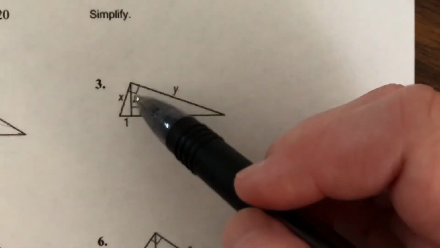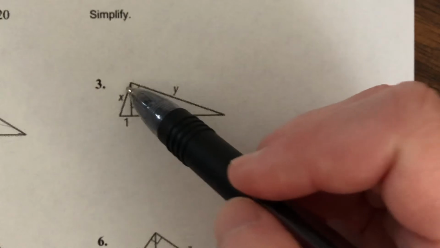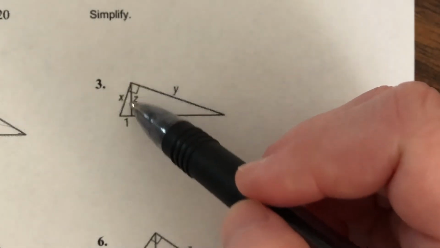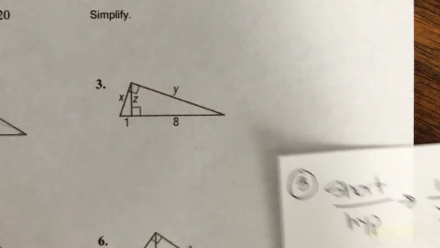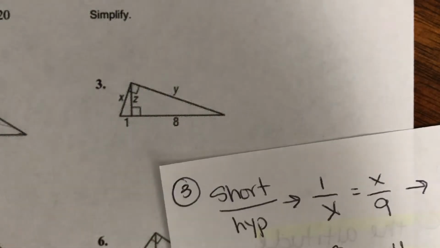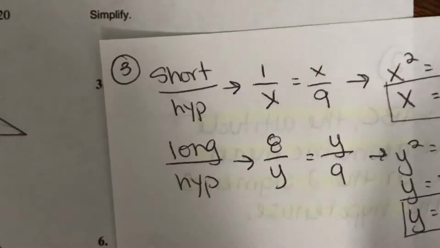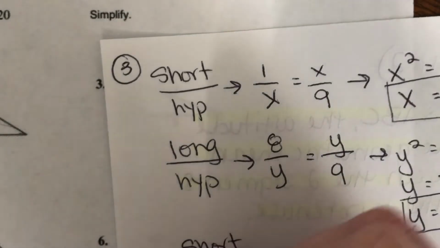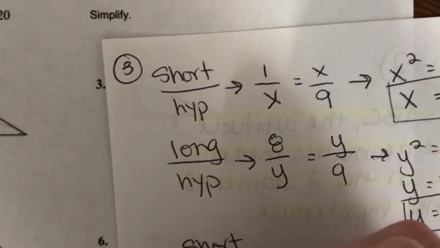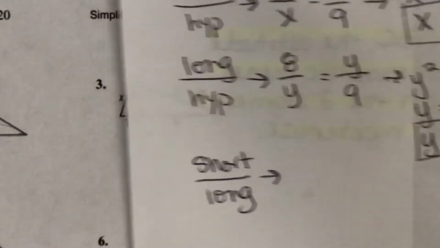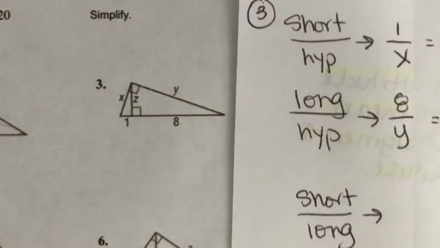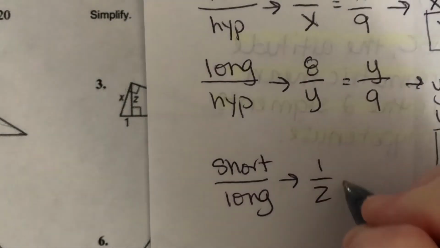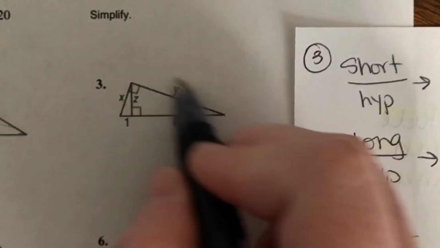Yeah, z. Z here has 2 jobs. It's the long leg of the smaller triangle, and it's the short leg of this medium triangle, this bigger triangle, right? So I need to write a proportion with short and long, right? So I'm going to put short over long down here. And then for the smaller triangle, short leg is 1, long leg is z, 1 over z. For the bigger triangle, the short leg is z, the long leg is 8.